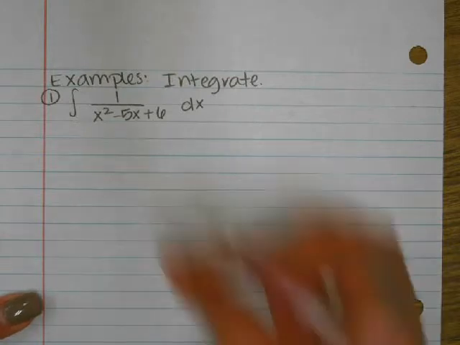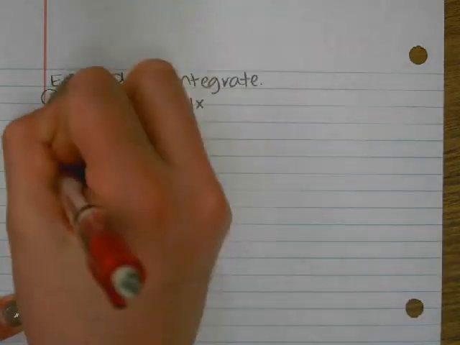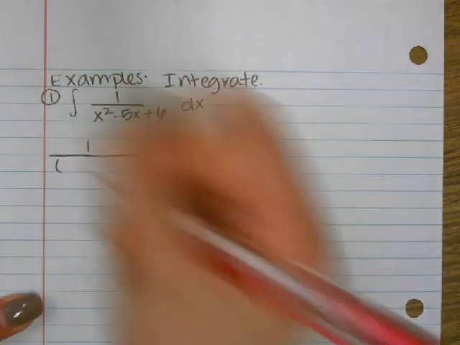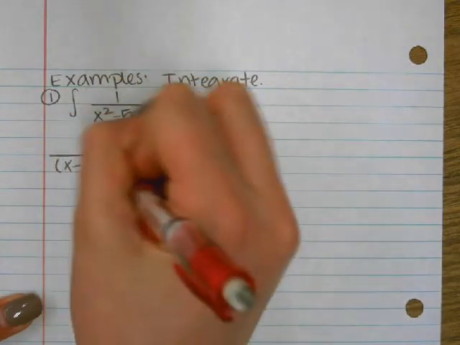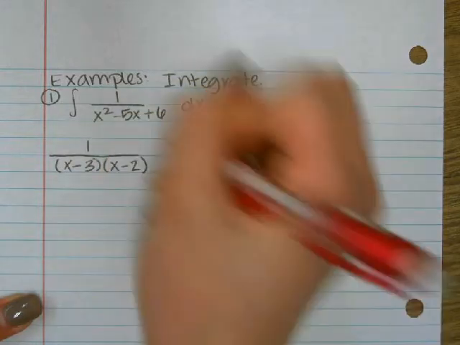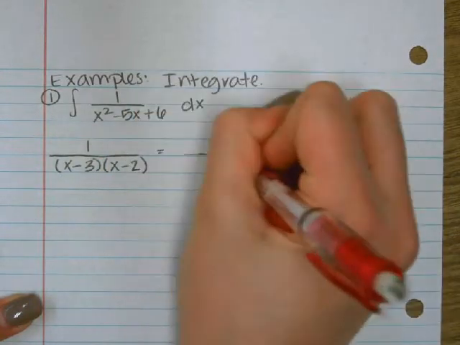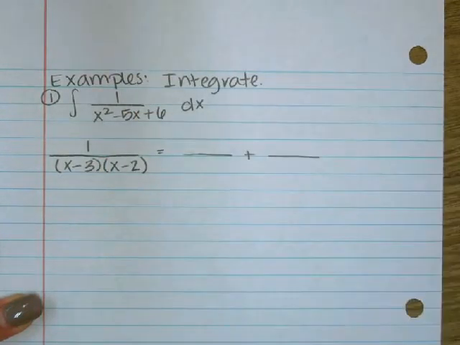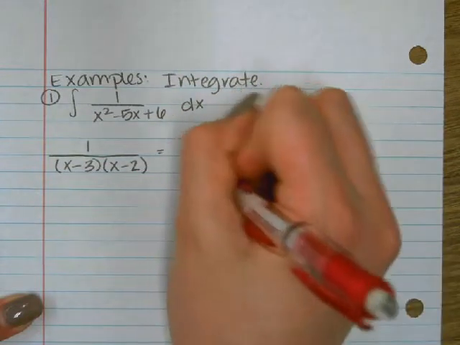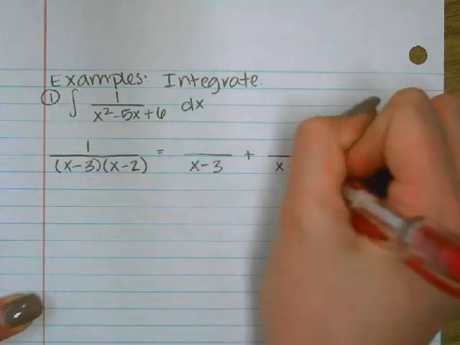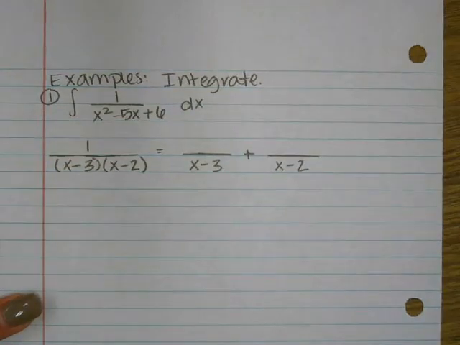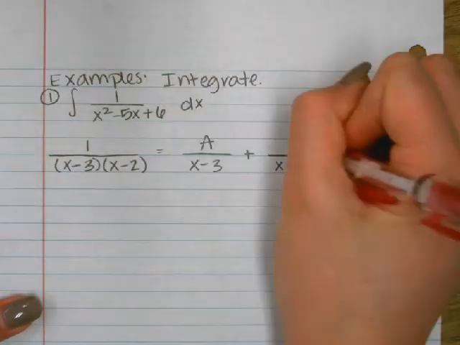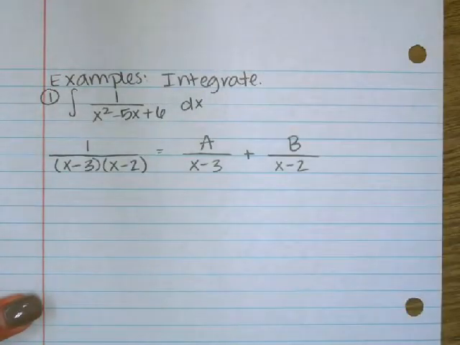So I'm going to go ahead and factor the denominator. That would be x minus 3, x minus 2. And then I can write this as the sum of two fractions, x minus 3 under one, x minus 2 under the other. Both of those denominators have a degree of 1, so the numerators need to have a degree of 0. That means I get no variable in the numerator.